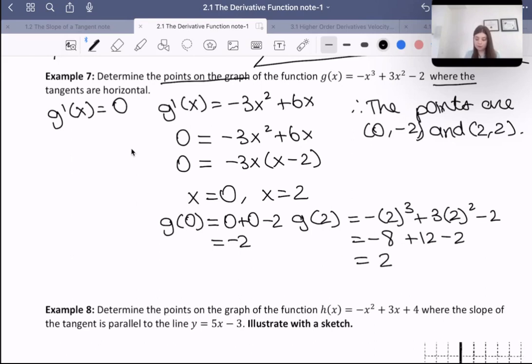Now, why are those the points? Because those are the points that we found when we set the derivative to 0. And we set the derivative to 0 because it says that the tangents are horizontal, right? And what slope does a horizontal line have? A horizontal line has a slope of 0. It does not have no slope. Good.